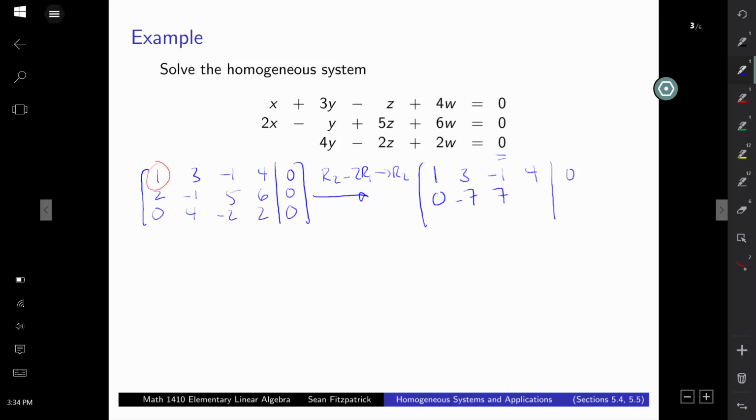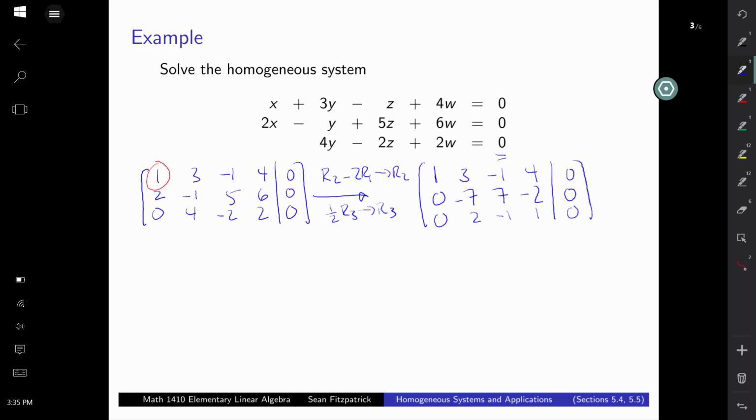6 minus 8, that gives me minus 2, and I get a 0. Okay, and then 0, 4, minus 2. You know what, actually, let's save ourselves a little bit of work in the next step. Notice that everything's even in that third row, so while I'm at it, I'm going to do 1/2 row 3 and make that my new row 3. Why not? 2 minus 1, 1, 0. There we go.